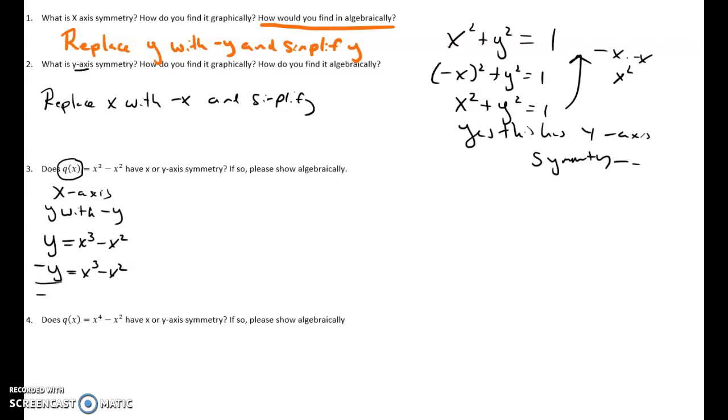And if I divide both sides by negative 1 to try to get that y by itself, what I get is y is equal to negative x cubed plus x squared, which is not the same thing, is it? So we would say no. No x-axis symmetry. Let's try y-axis symmetry.